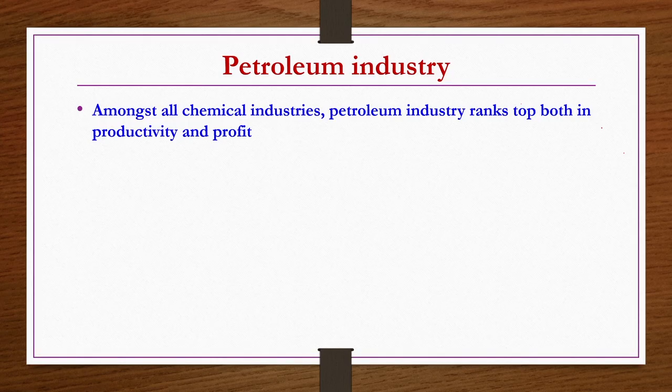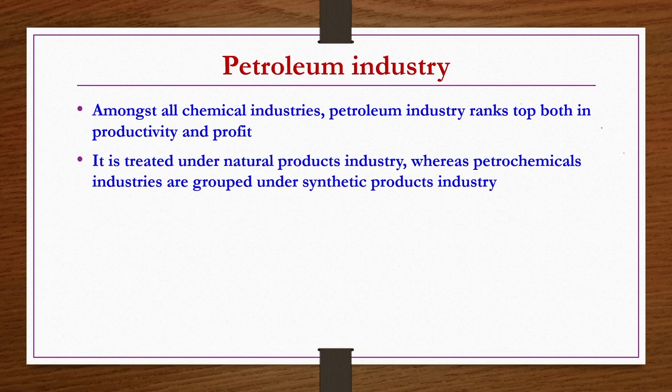So, many other synthetic chemical industries are also based on the success of this petroleum industry, because this crude is going to be utilized as raw material for several of the synthetic chemical industries. So, from that point of view, productivity and profit as well, the petroleum industry ranks very high amongst the chemical industries. And then it is treated under natural products industries.